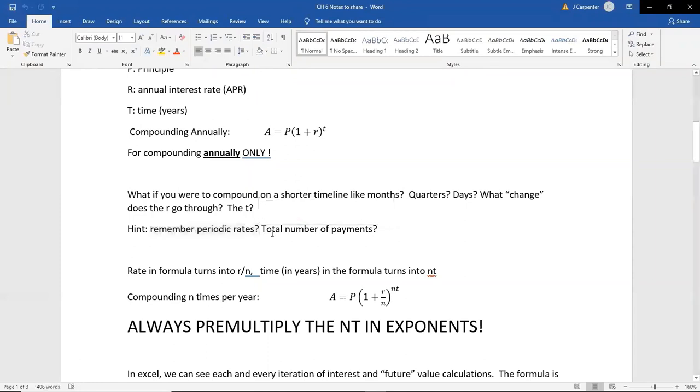But you still have that compounding effect, which means that you won't actually pay exactly 12% over a year. You're going to end up paying a little more because that interest is going to compound.